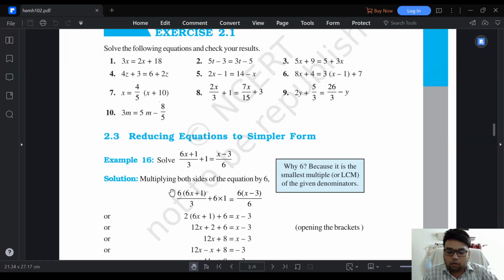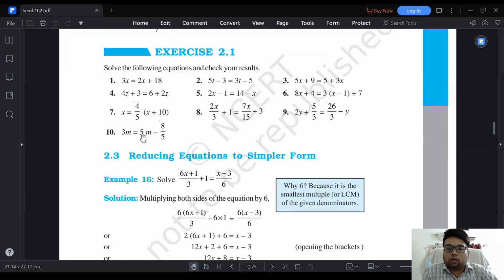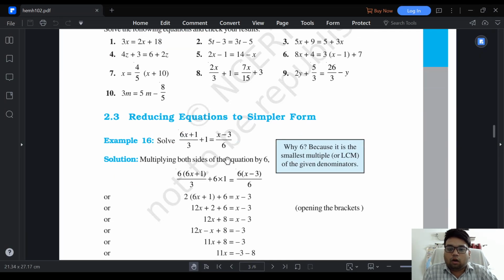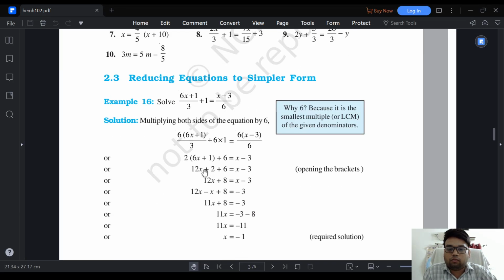Now we are moving forward. Now they are raising the level. Exercise 1 is the level 1 type of question. As we go to the forward questions, the level of the questions will rise. Just like here we are seeing reducing the equation to a simpler form. How to reduce the equation to a simpler form? They are solving the equation by simplifying it.